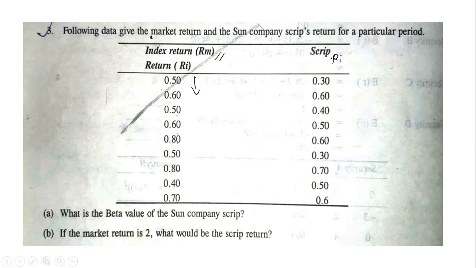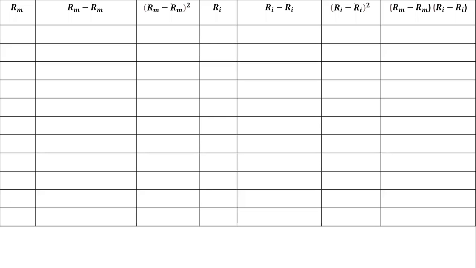So he has directly given it in percentage wise, and he has asked us, first question, what is the beta value of the Sun company script. We have to calculate the beta. And in the second question, he is asking if the market return is 2, what would be the script return? So that is the B part. So we will solve the first one, that is calculation of beta.